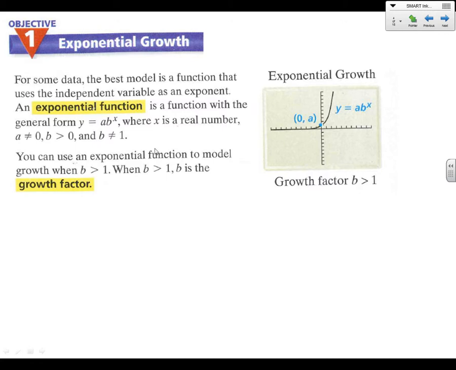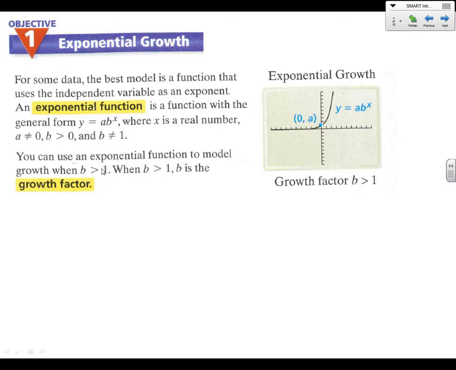So anytime you have a graph like this where it's flat, flat, flat, flat, flat, and then takes off, it's going to be modeled by this function. The general form is y equals a times b to the x. Okay, so we're going to need a number for a, a number for b, and then the exponent is going to be a variable. You can use an exponential model to model growth, and growth is where it's flat and then takes off.